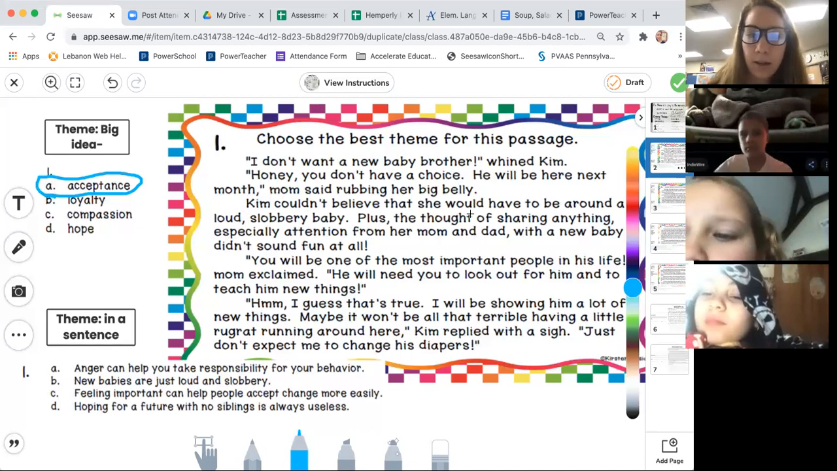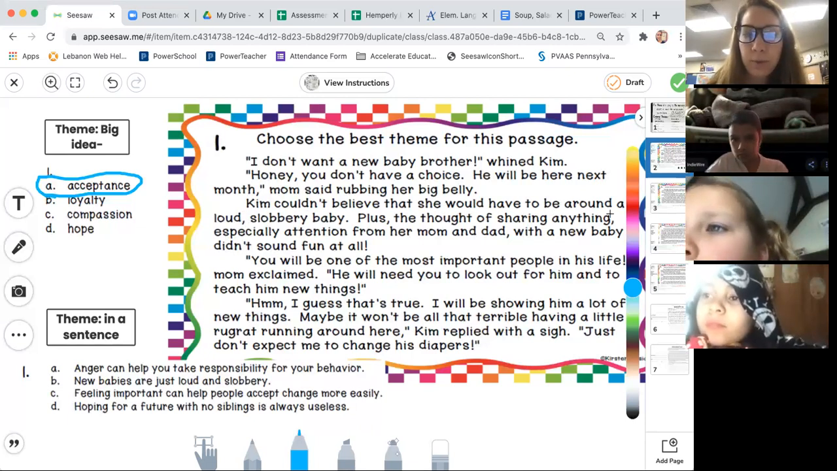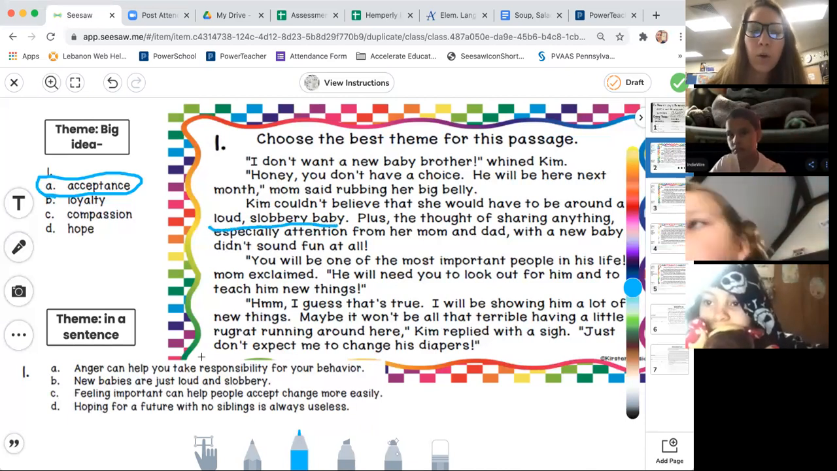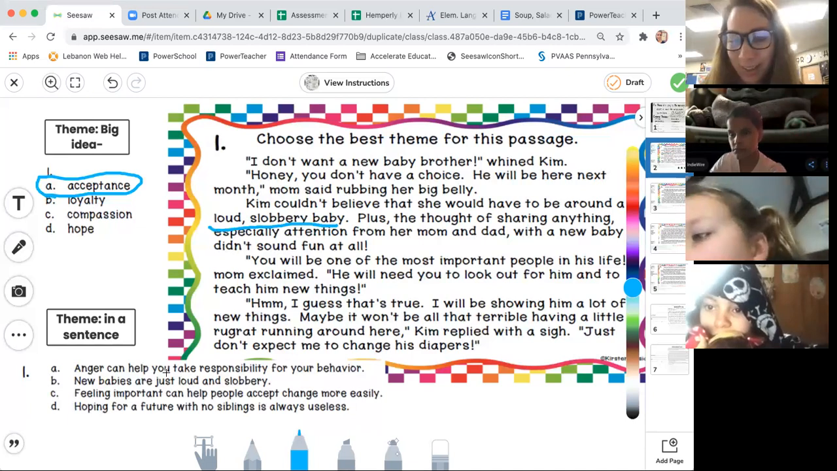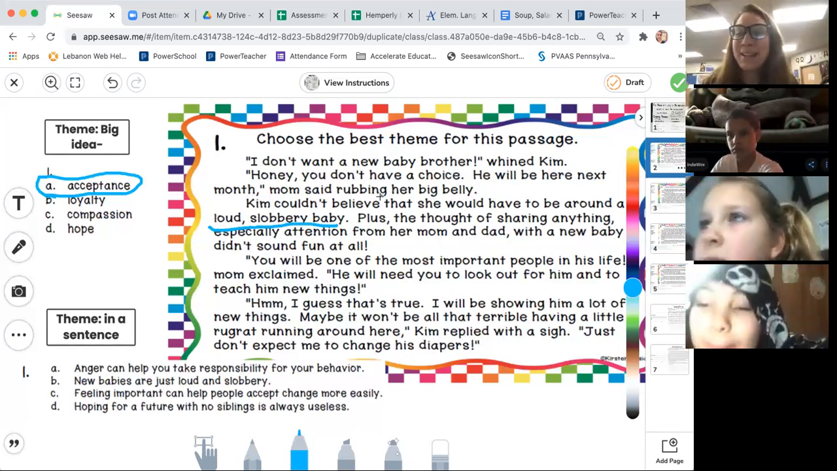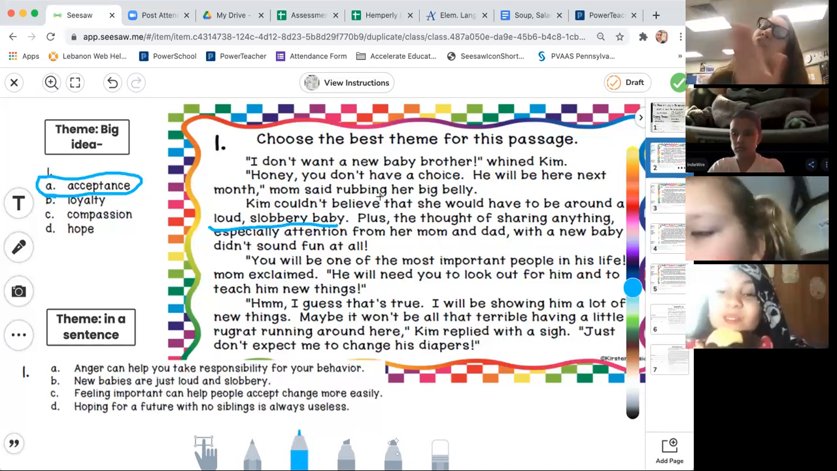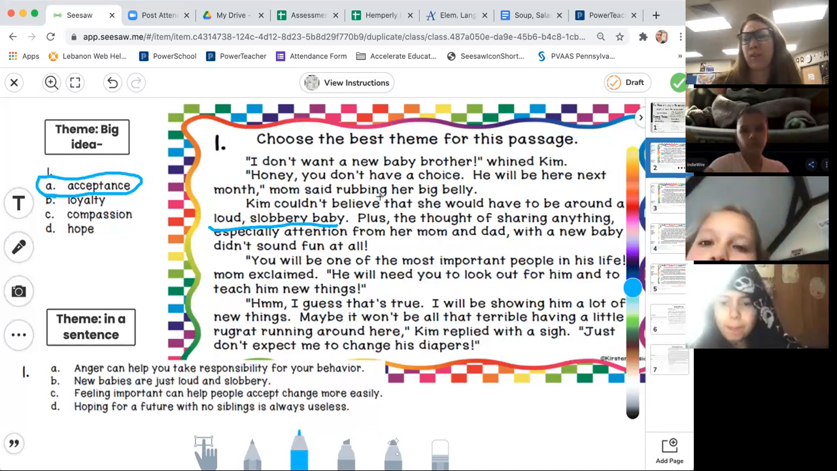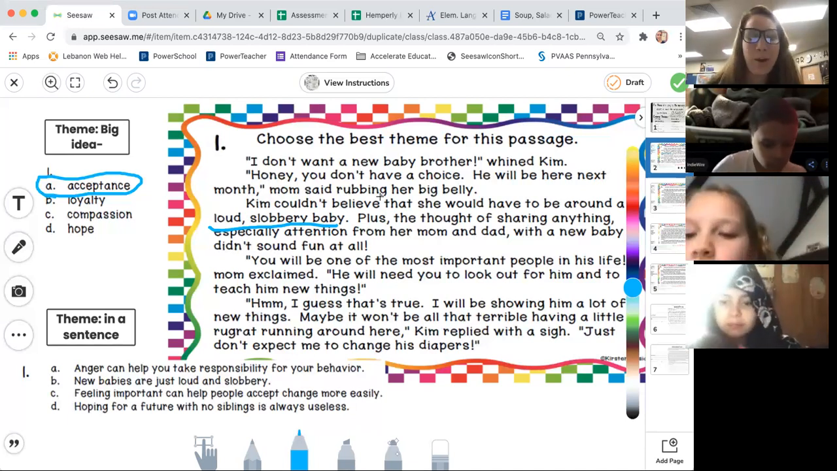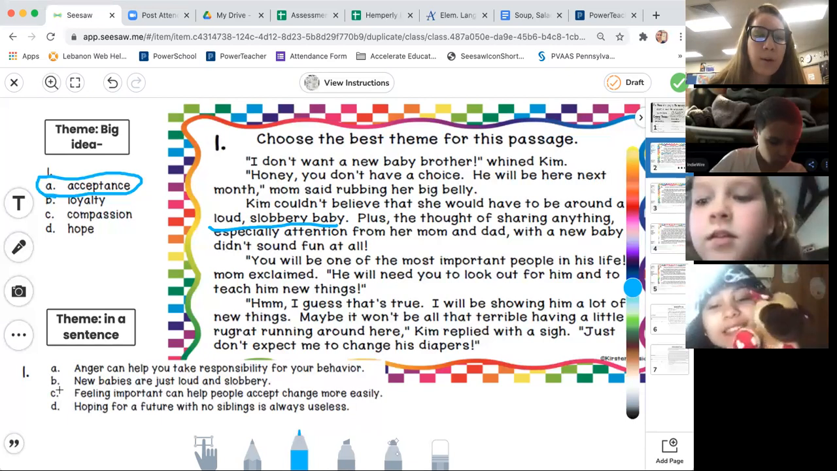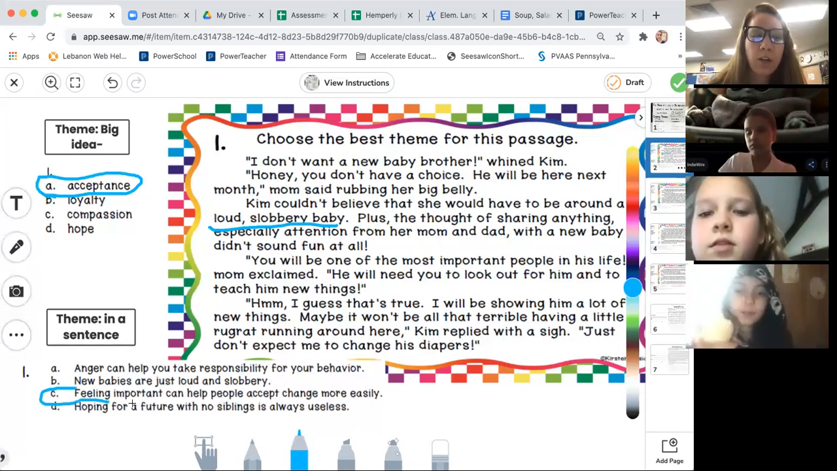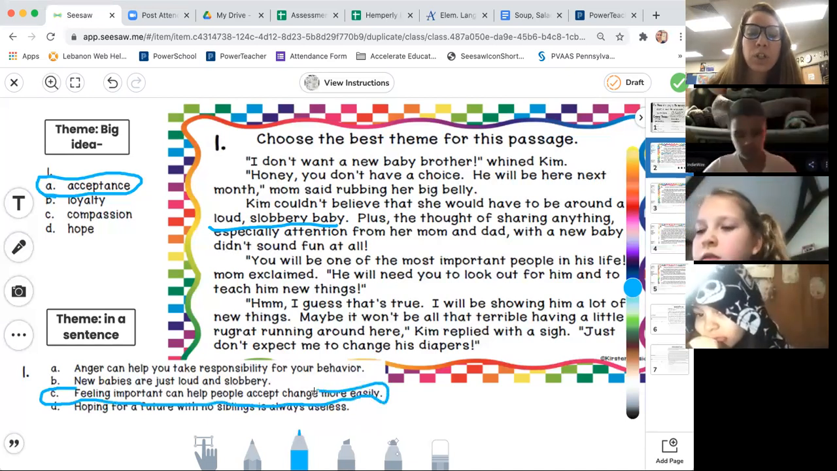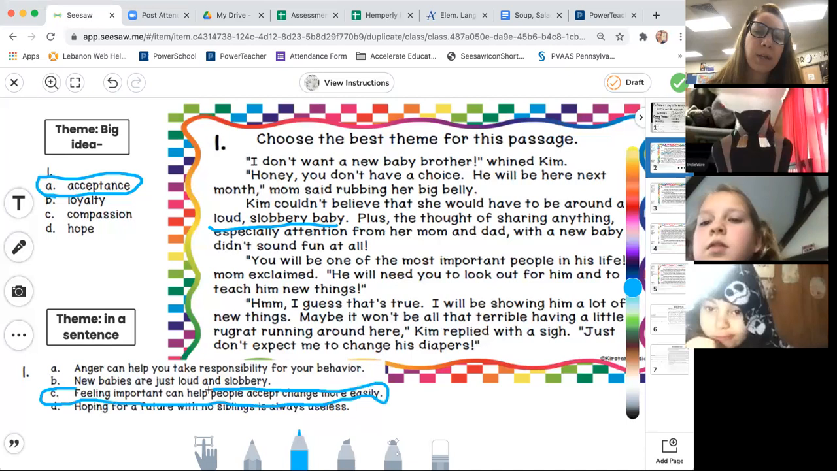I know in here it says she would have to be around a loud, slobbery baby, and it called the baby loud and slobbery. But babies aren't all loud and slobbery. That's not the big idea of this passage, right? Like, is it in the passage? Yes. But is that the thing that the author wants you to think about? Is that the thing that you're supposed to be thinking about in 5 minutes? No, not at all. What's important is that when she was told, hey, you're going to get to teach him things and you're going to be a big part of his life, he's going to need you, she was like, yeah, okay, I guess this won't be a terrible thing.